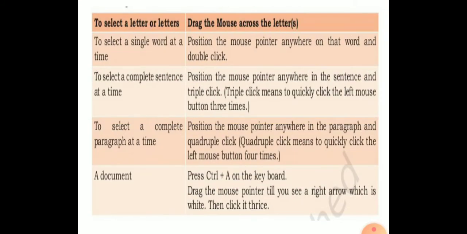There are different options to select a text. You can select a single word at a time. You can also select a complete sentence at a time. You can select a complete paragraph at a time. You can select the entire document also at a time. You can select a word, a sentence, a paragraph, and the whole document. How to select a single word at a time?